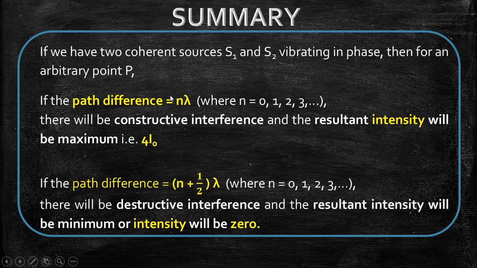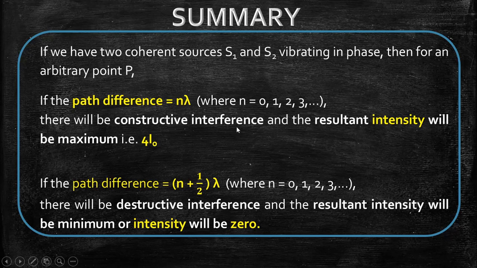Before going to the actual portion, let us recap what you have learned in the last class. You have to first recall the definition of interference. Interference is nothing but modification in the intensity of light due to superposition of two waves from coherent sources. Whenever path difference between two waves is equal to an integral multiple of lambda, n lambda, meaning integral multiple of wavelength, where n is an integer, it can take value 0, 1, 2, 3.